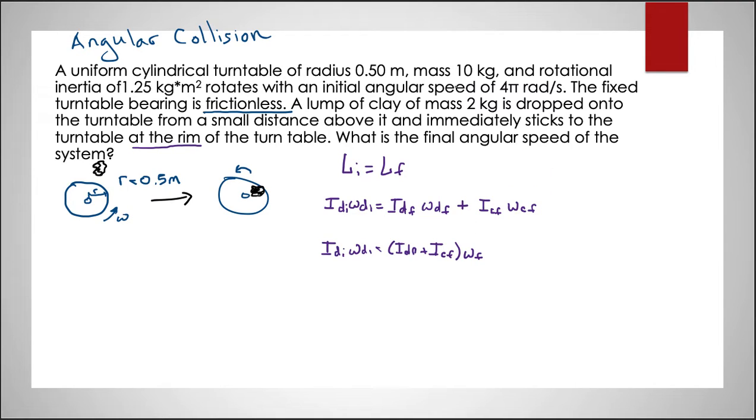Now, we know where the turntable radius is. This is where the clay is dropped. We know the mass of the turntable. And so we can figure out all of these I's. So the I for the disk, actually they tell us, is just 1.25 kilogram meter squared.